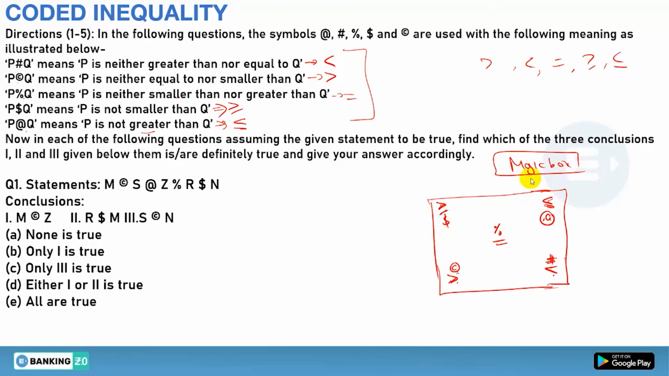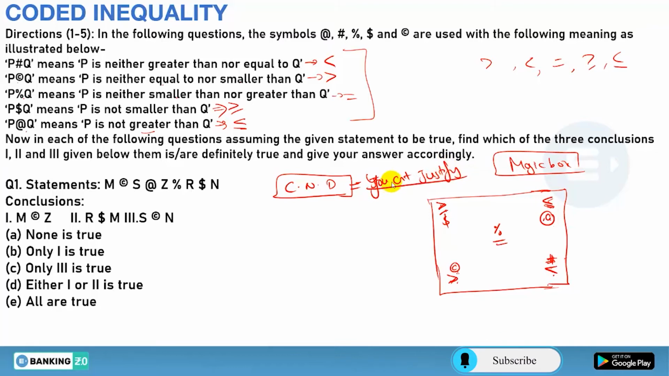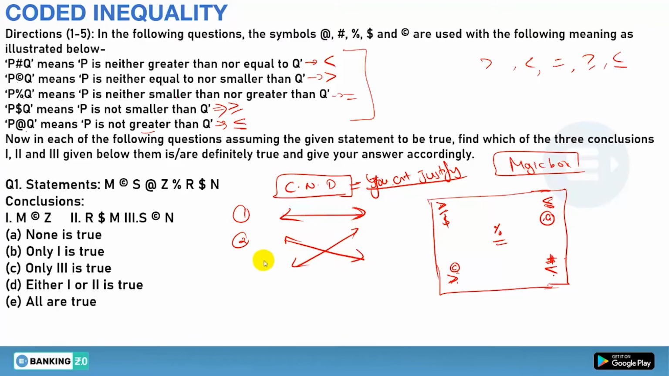So first thing that you have to understand in this magic box: when you get the answer "cannot determine", it means you can't justify, or you can't clearly say what the answer will be. This will only happen when the coded symbols in the magic box are horizontal, or when the coded symbols are in diagonal position. You have to note this down. Okay, if it is clear, then we'll move on. Whenever the symbols are horizontal or diagonal, you can't justify the relationship, meaning you can't say anything about that, or you have to take the conclusion as does not follow, that is for sure.